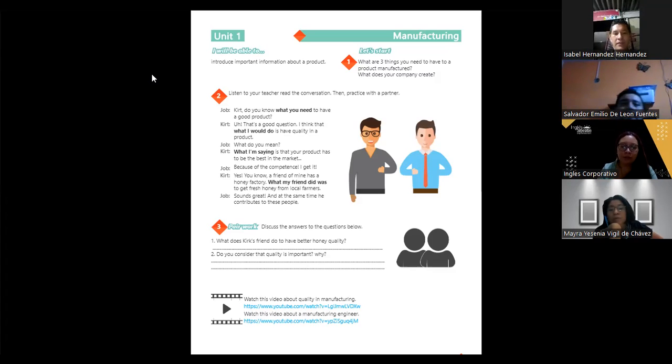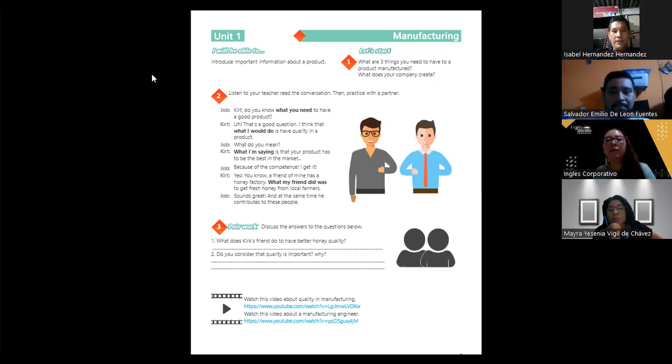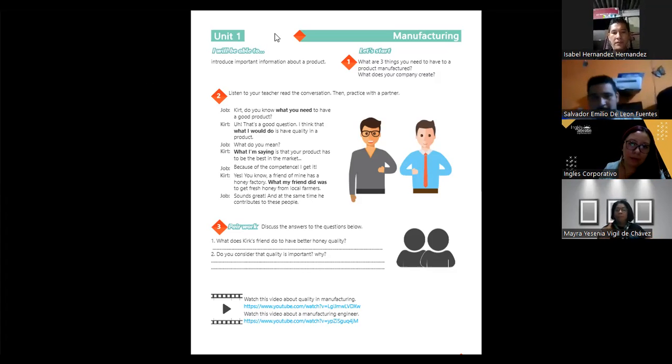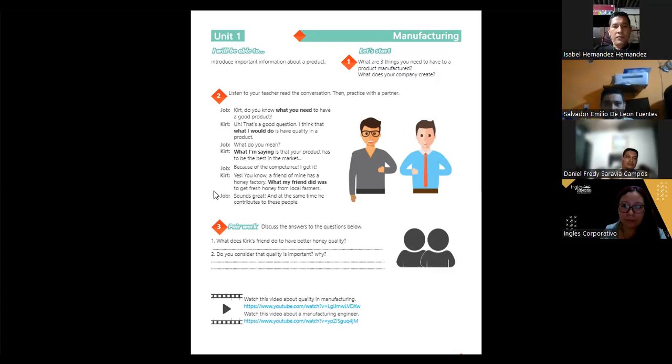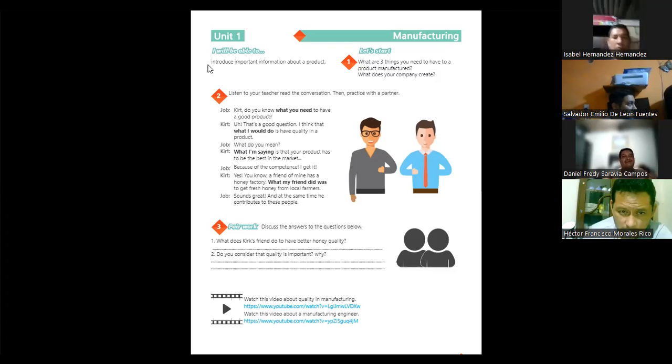We're going to need another two people to read the same conversation. Ocupamos dos más para leer la misma conversación. Veamos. Let's see. Two more volunteers to read the same conversation. Daniel Freddy, you will be hub. And we need another volunteer. Hector, you will be Kurt.